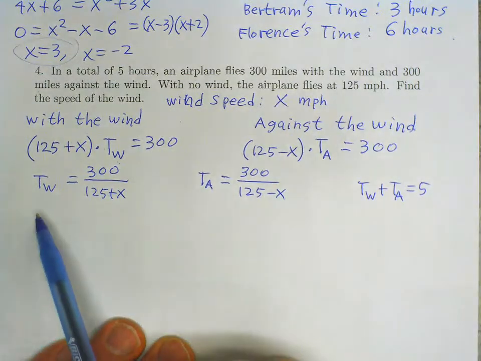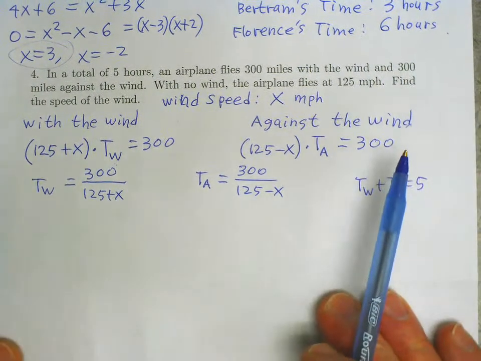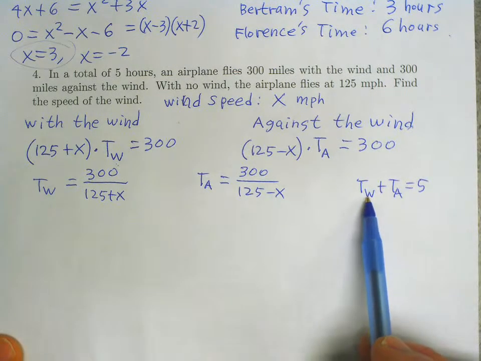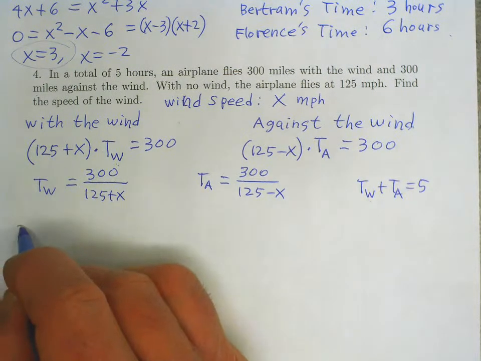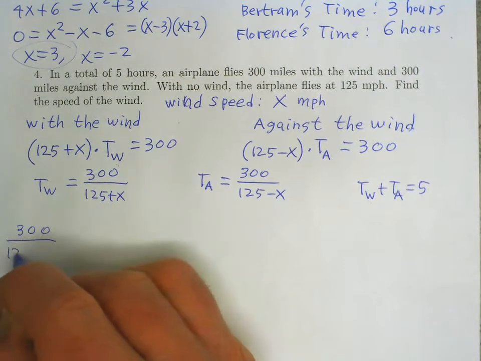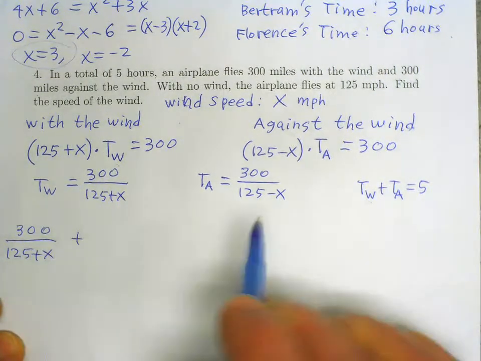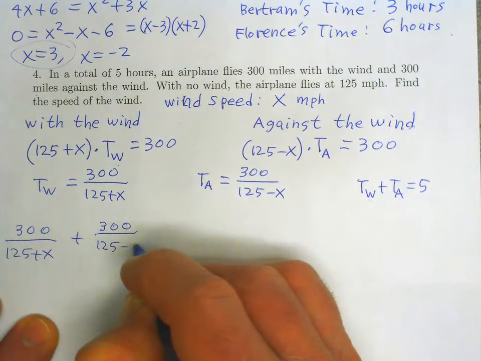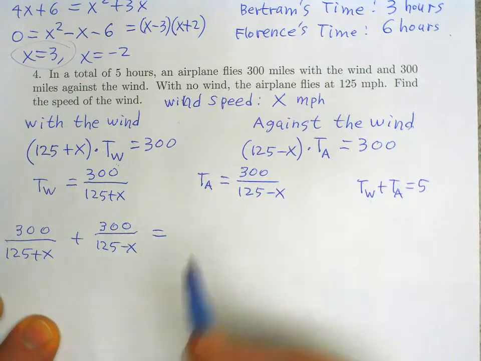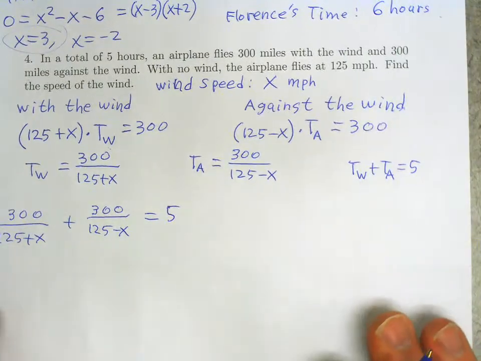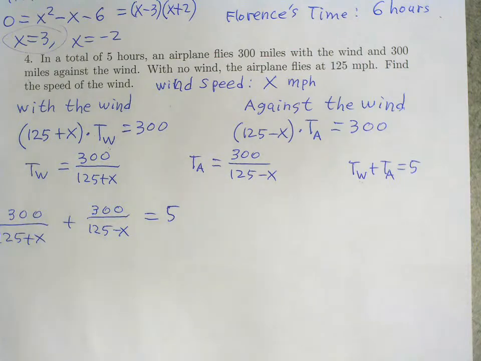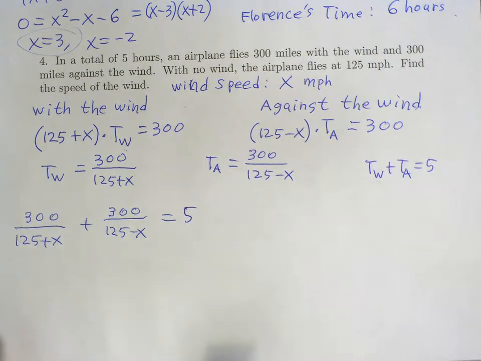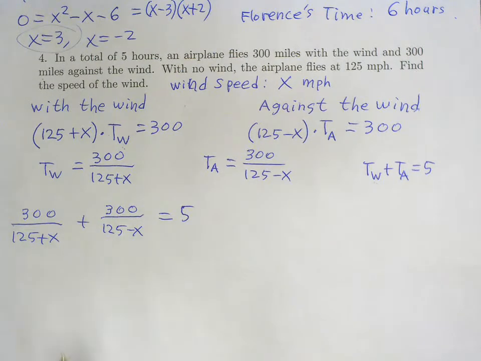And then the sum of the two times is 5. So finally, when we replace t sub w with 300 over 125 plus x and add that to t sub a, which is 300 over 125 minus x, and the sum of the two times is 5, we finally have our equation whose only variable is x. Okay, and we learned how to solve equations like this in Chapter 7. It's an equation with rational expressions.